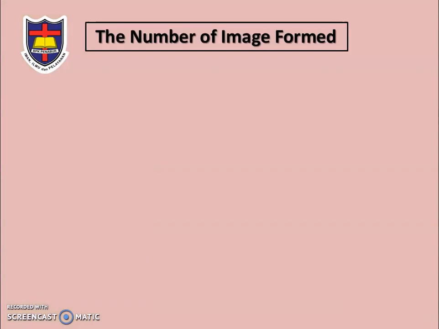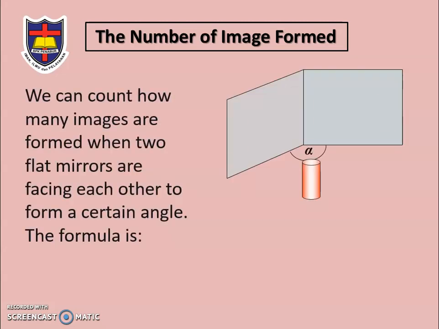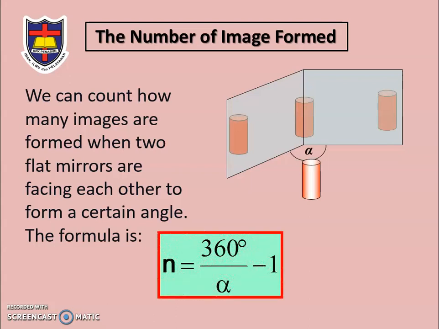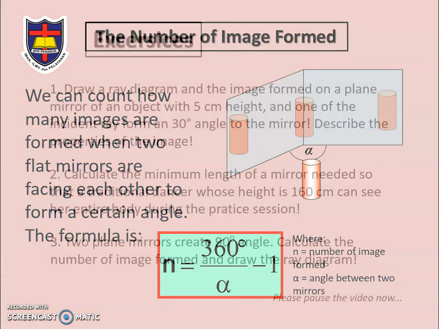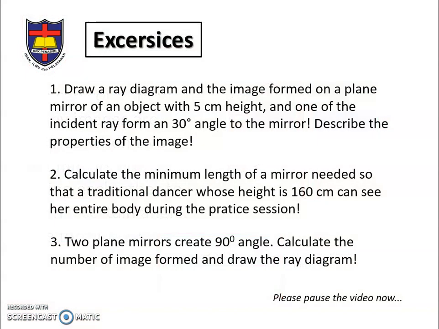Next, we can count how many images are formed when two plane mirrors are facing each other with a certain angle. The formula is n equals 360 per alpha minus 1, where n is the number of images formed and alpha is the angle between two mirrors. Let's try to do these exercises.